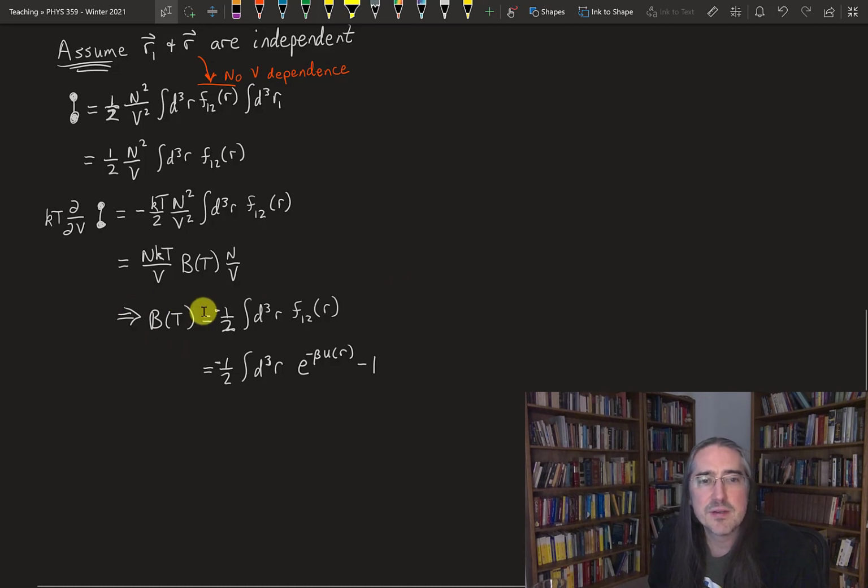So B of T is a minus 1/2 times this integral, right? The minus 1/2 and the integral are the only things we haven't written out explicitly to get it into the form of the virial expansion. And so here we go.